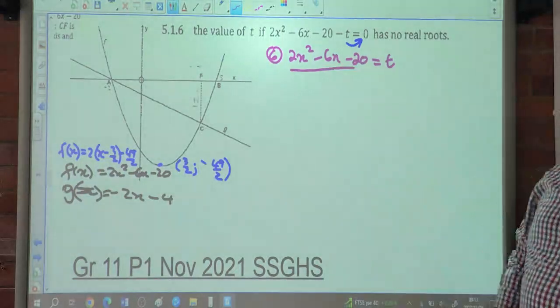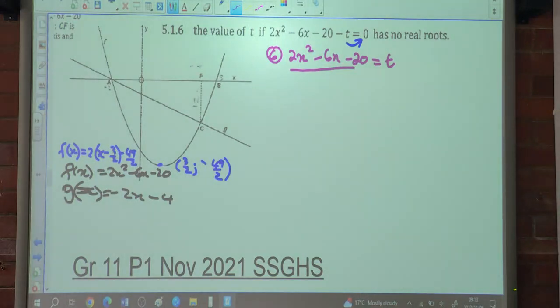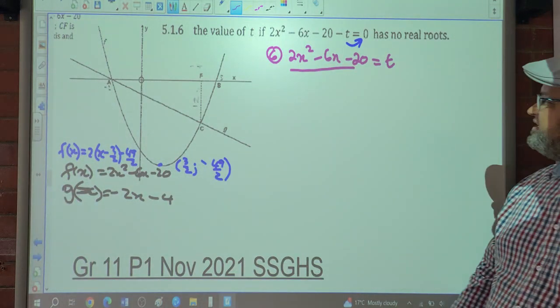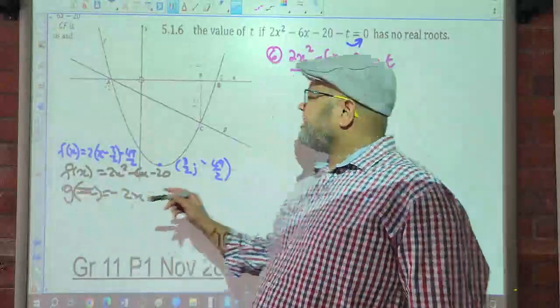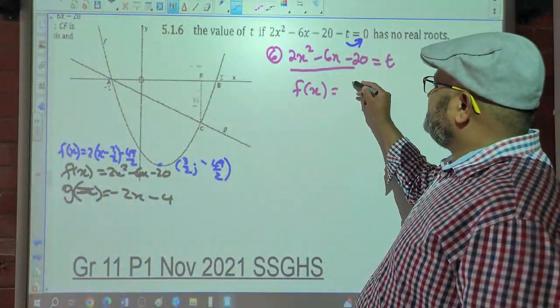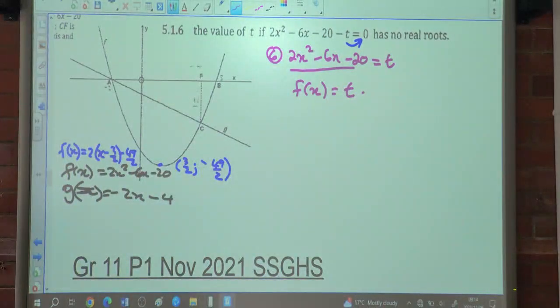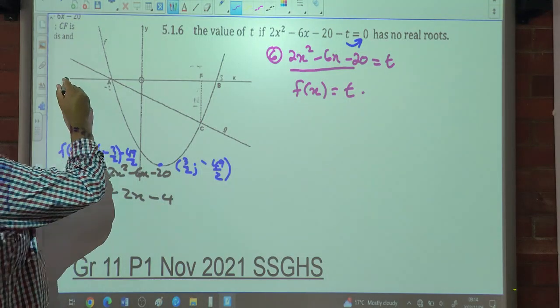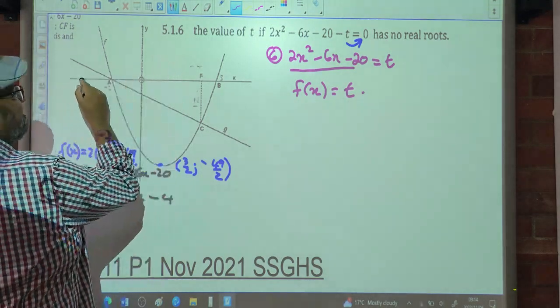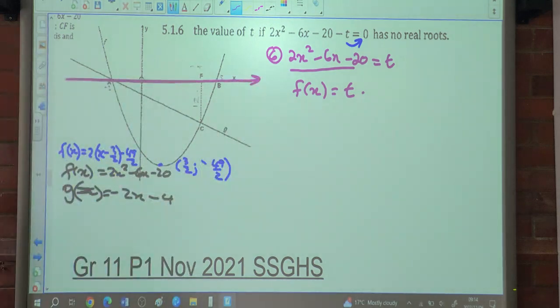Now what do you notice about that? 2x squared minus 6x minus 20 is the f of x, not so. So where f of x is equal to t. So t is basically a y value. If it speaks about the roots, it's speaking about the x-intercept. So what are the roots currently? Are the roots real or non-real? It's real. Is it equal or unequal? Unequal.